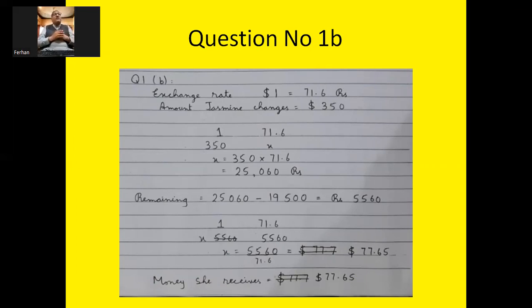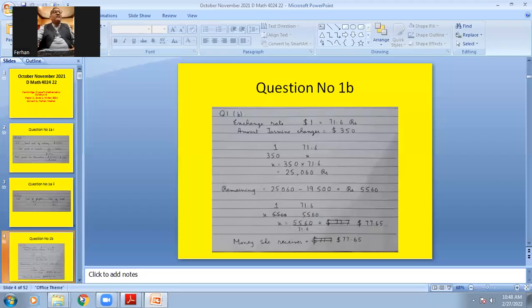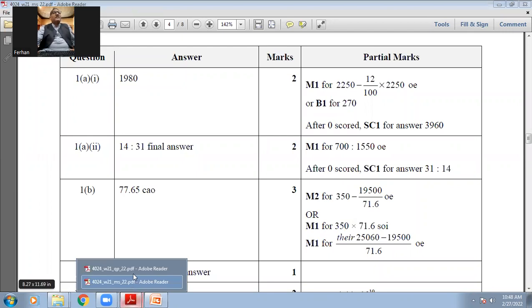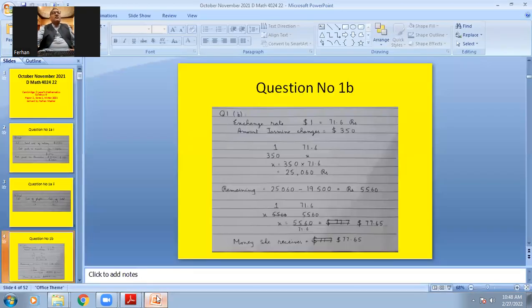So if she has 5,560 rupees, how many dollars will she get? So the dollars she will receive will be $77.65. So money she receives is $77.65. This is the amount she will get back. So let's have a check. 77.65. So our answer is right, sir.